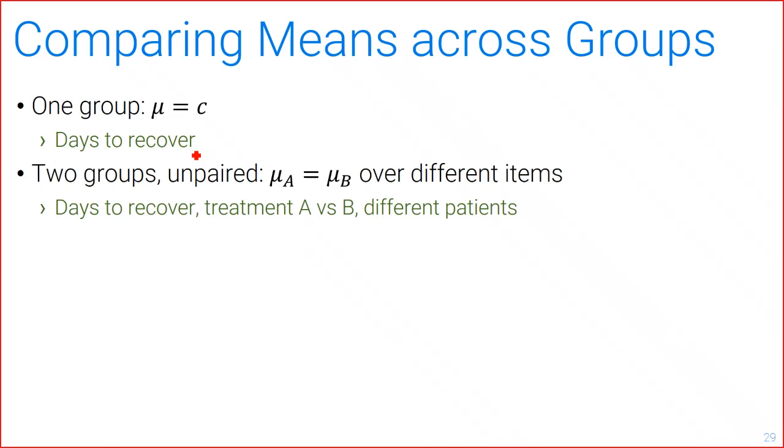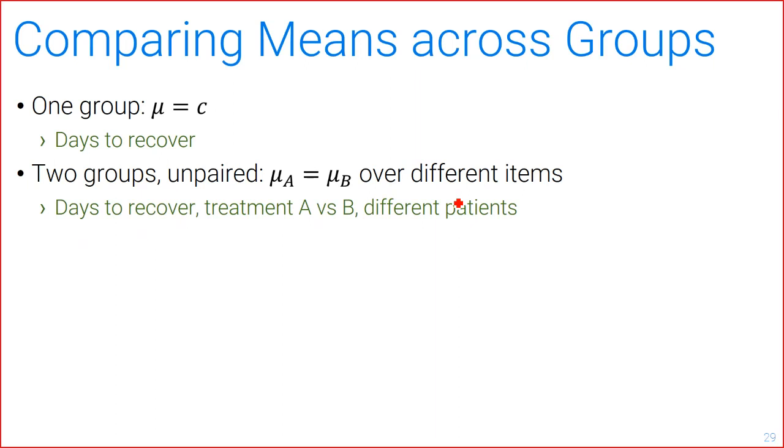We could be interested in comparing between two groups, let's say group A and group B, in an unpaired way. Unpaired means that the observations in one of the groups are not related to the observations in the other group. So it's essentially about different items. You can think, for example, the response would be the days to recover, the treatment A or the treatment B. Those are the two different groups, and we're just talking about different patients. So there's no relationship between patients in group A and patients in group B.